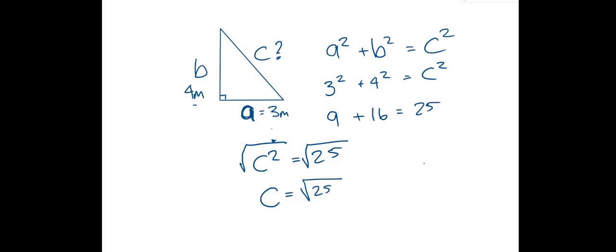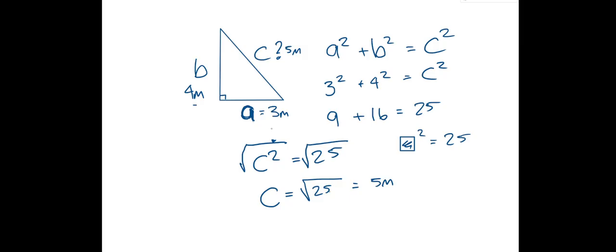Remember what square root means? It says what number times itself equals 25. So some number squared is 25. What number would go in here? Well, the answer is 5. And 5, what is it? 5 elephants, 5 milkshakes? No, it's 5 meters. So this side here is 5 meters.